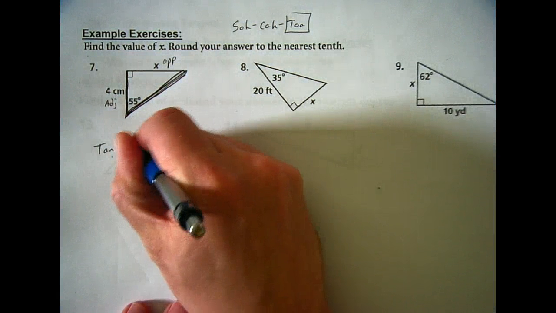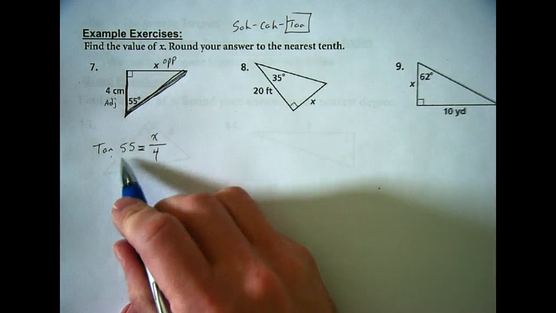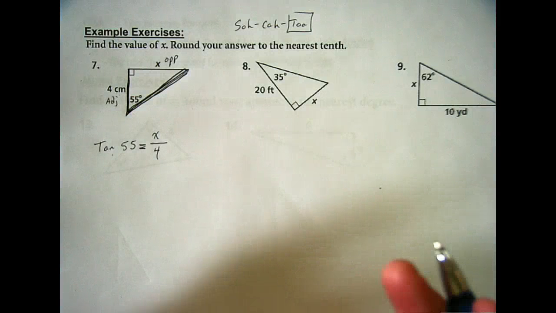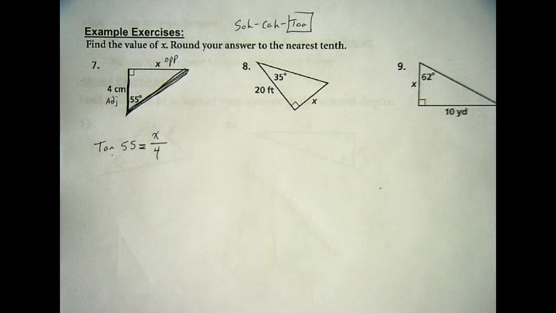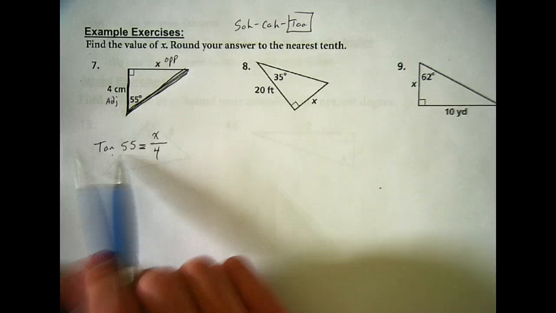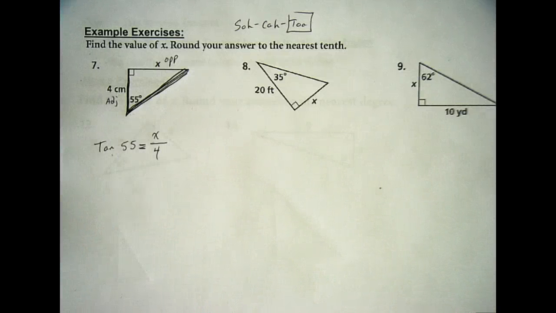Now for some students, it's very tough when you look at tangent 55 to realize that that is a value. It represents a number, like the square root of 5, or the root of 7, or any square roots. Those all represent numbers. Everyone in your calculator right now, type in tan 55.